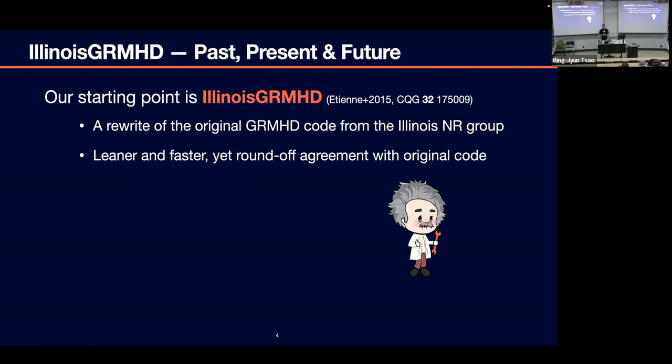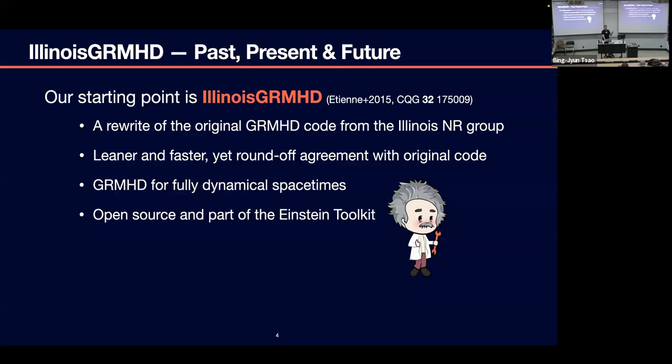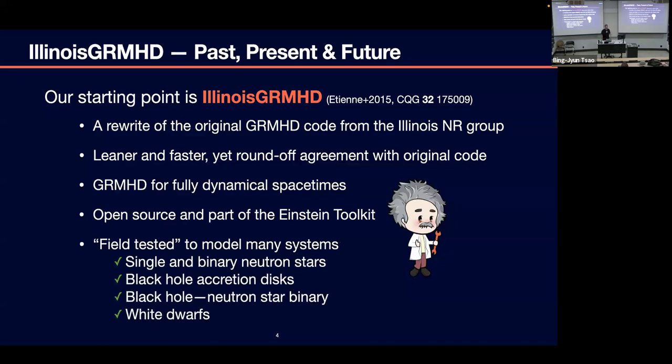And it's a leaner and faster code, but that agrees to the original one to round off error. And it provides GRMHD for fully dynamical spacetimes, fully open source, part of the Einstein toolkit, and it has been field tested for many systems, right? And that includes neutron stars and black holes with accretion disk, and mixed binaries of black holes, neutron stars, and white dwarfs, and pretty much everything you can think of.